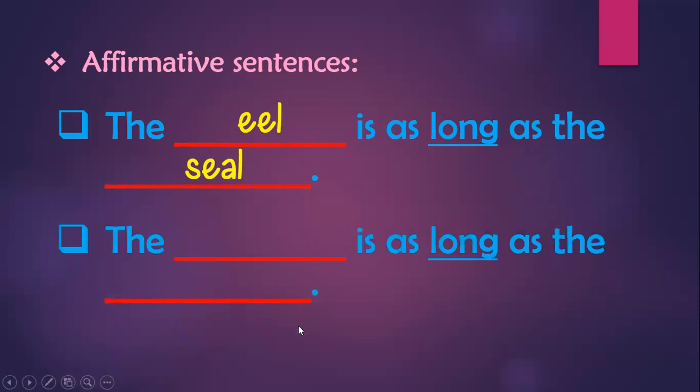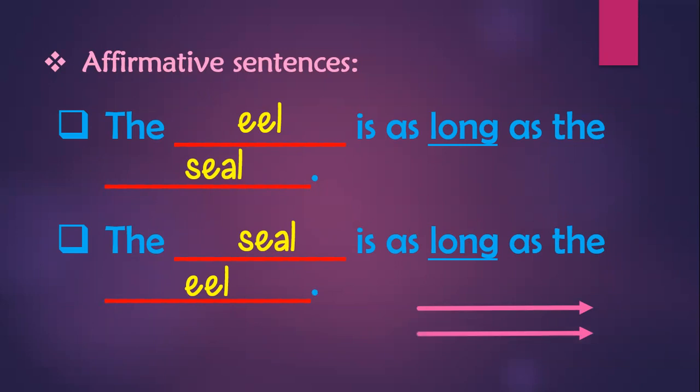Look here. In this case, we have the seal is as long as the eel. You can say, Miss, it's the same sentence. The only thing that changes is the order. In the first one, we start with eel, but in the second one, we start with the sea creature seal. That's right. So one more time, the eel is as long as the seal.